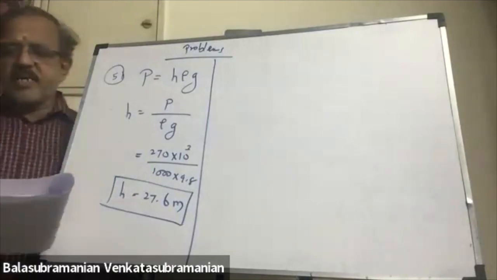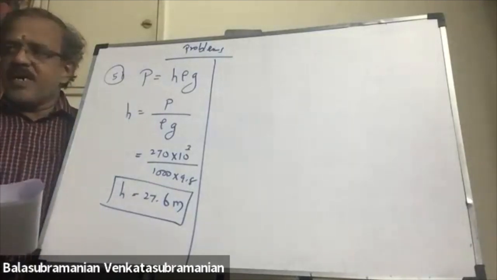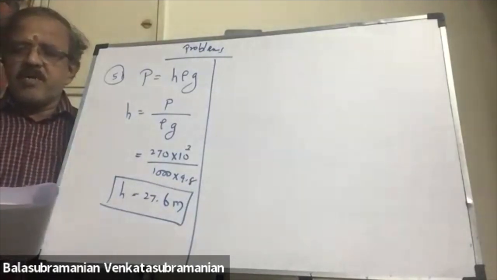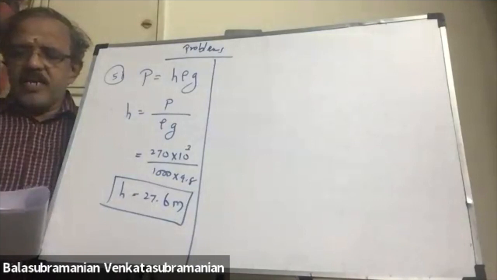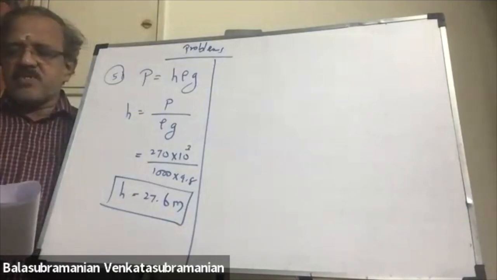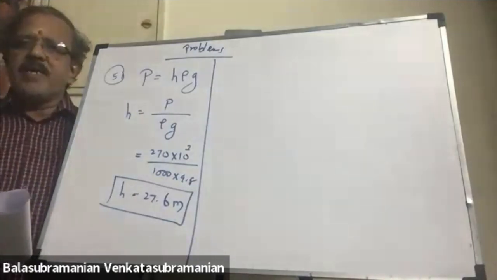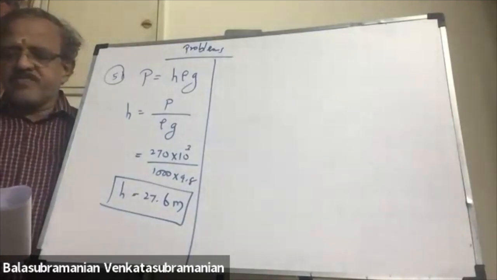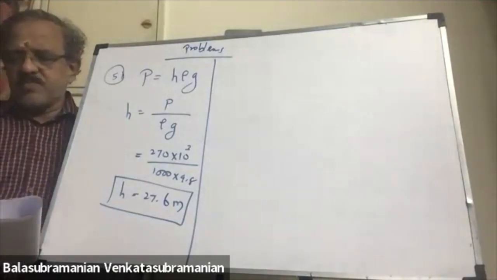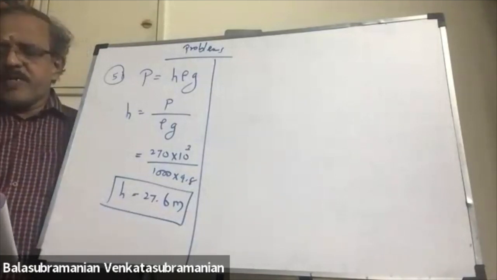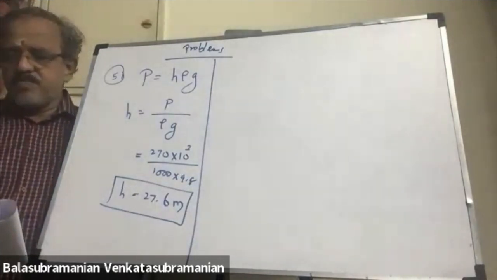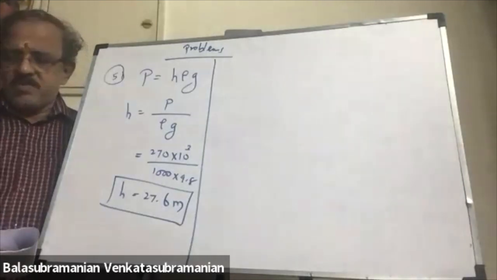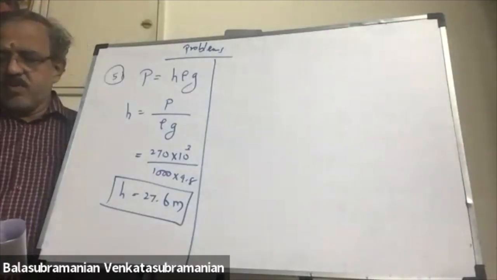A barometer kept in an elevator accelerating upwards reads 76 centimeter of mercury. If the elevator is accelerating upwards at 4.9 meter per second square, what will be the air pressure in the elevator? Mercury pressure 76 centimeter. Elevator is accelerating upwards 4.9. What will be the air pressure?